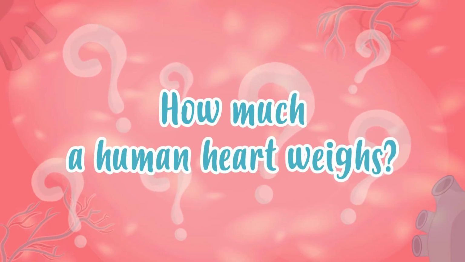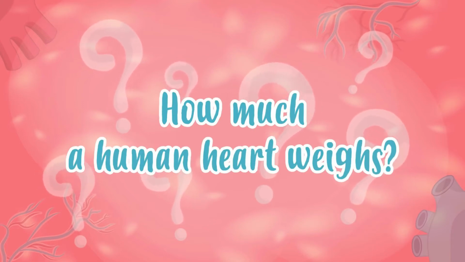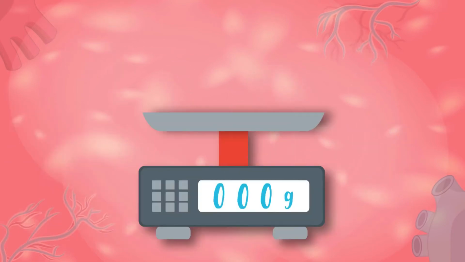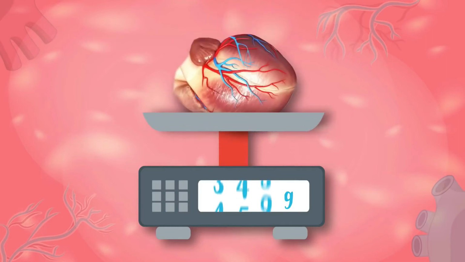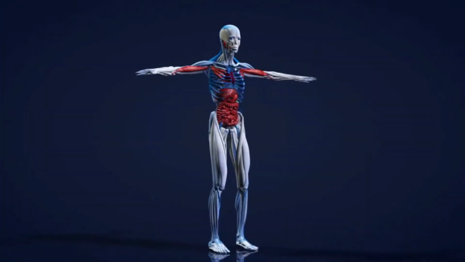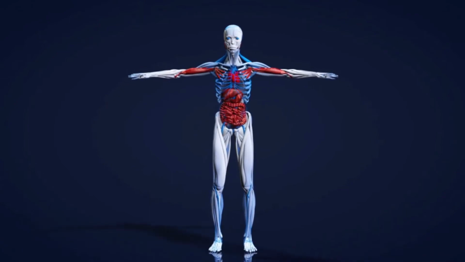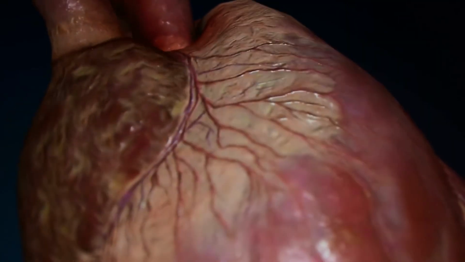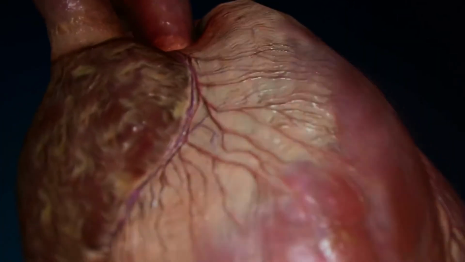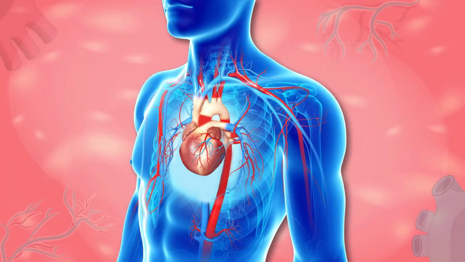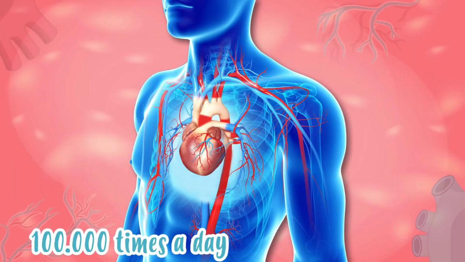Fun fact! Do you know approximately how much a human heart weighs? Well, it's 450 grams, almost half a kilo. The truth is that the heart is the engine in our circulatory system and is an incredibly strong muscle. It's able to beat more than 100,000 times a day. So cool!